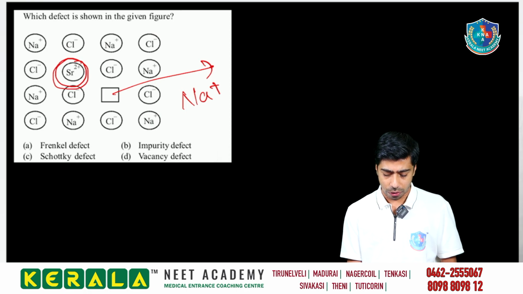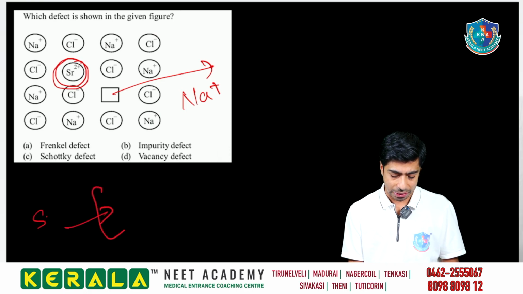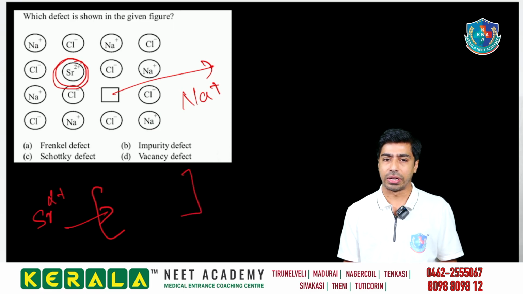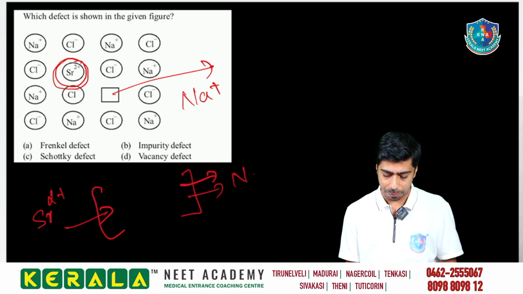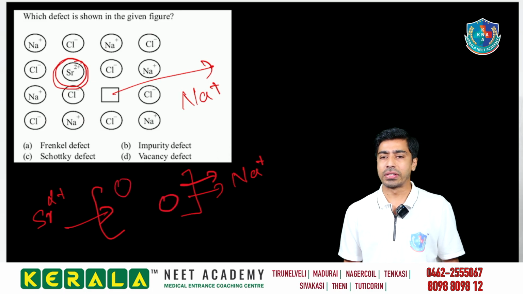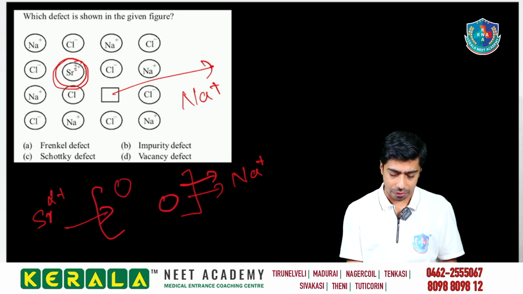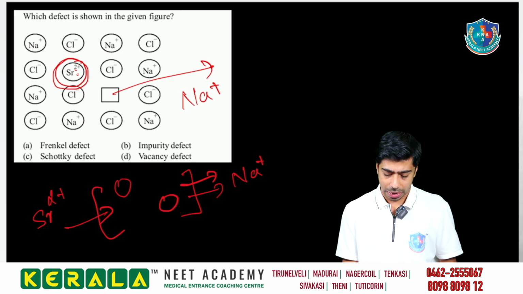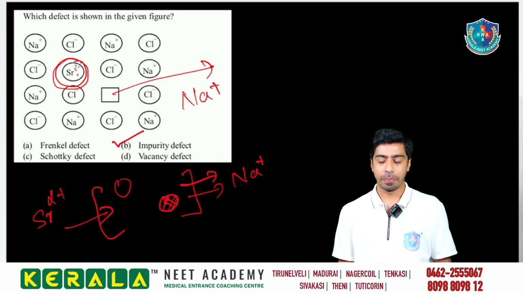So when one Sr2+ enters the crystal lattice, two Na+ will be missing, and it creates two cationic sites. One of the cationic sites will be occupied by Sr2+, and the second will remain as a vacant site. So it refers to the impurity defect.